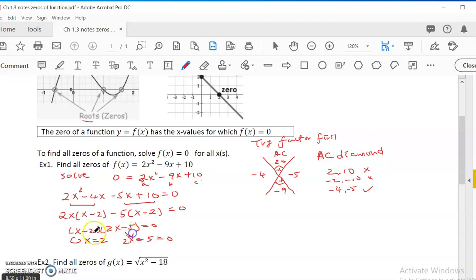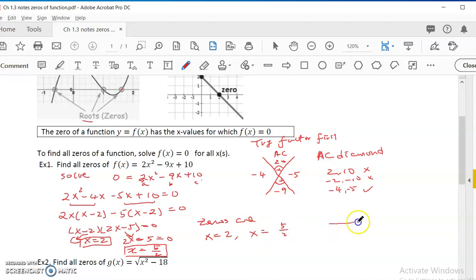I mean you split into 2 equations, right? And so x is equal to 5 over 2. I skipped some steps, but you can tell. So these 2 zeros will make my function equal to 0. If I plug it in, it would make it equal to 0. So I would say the zeros are x equal to 2 and x equal to 5 over 2.